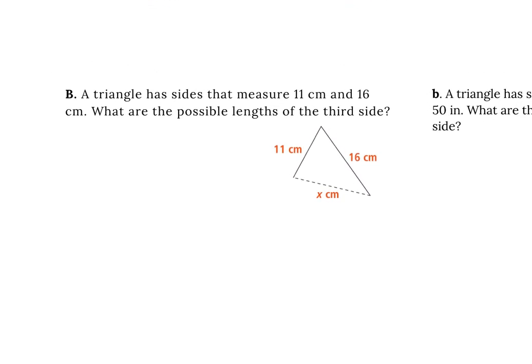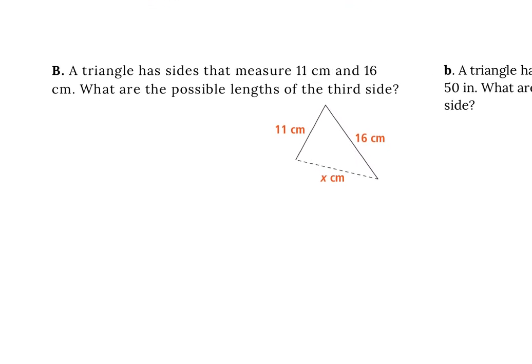Okay, let's look at B for the example. A triangle has sides that measure 11 and 16. What are possible lengths for the third side? Okay, so we need to assume two things. We need to solve this twice. We need to assume that our x is either the largest side or that it is one of the two smaller sides.